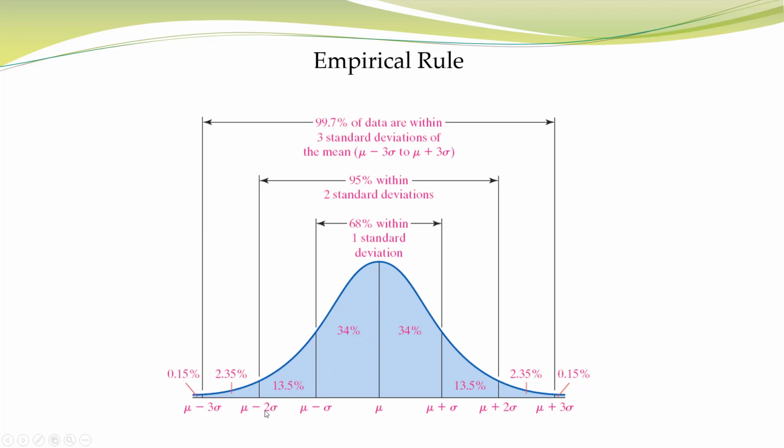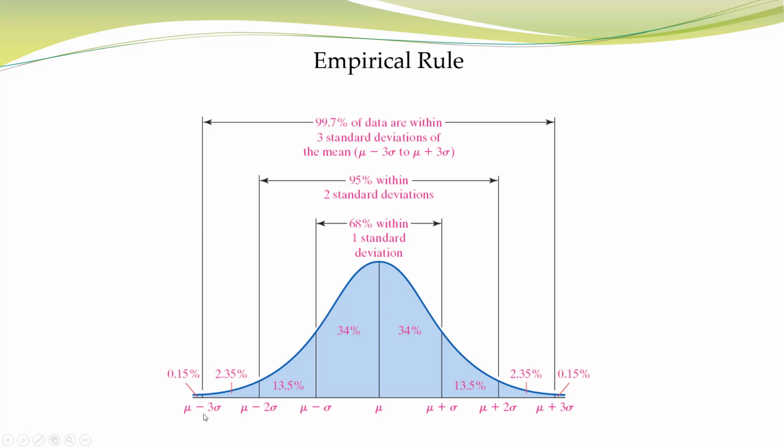Now, we go out 2 standard deviations. We go 2 to the left, 2 to the right. Now, this is going to be 95% of the data. So now, this was 34. So that means this whole side over here is going to be, what, half of 95? So now this becomes 13.5. So this whole thing is 47.5. So this would be 47.5, which adds up to 95%.